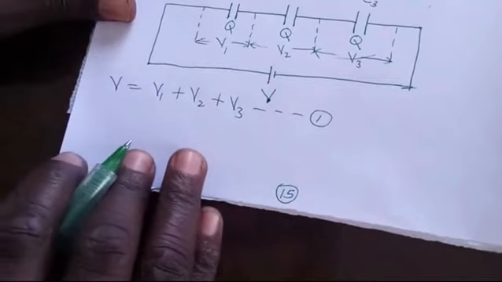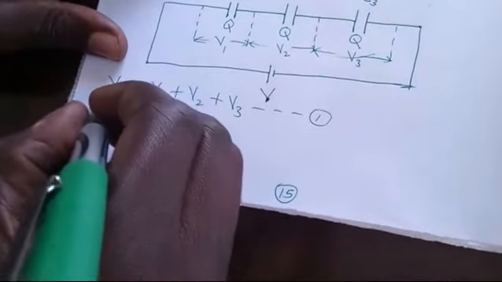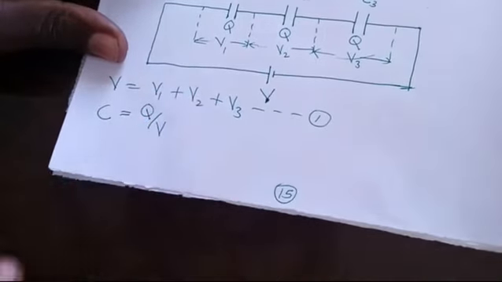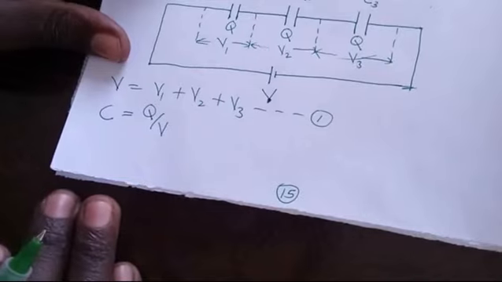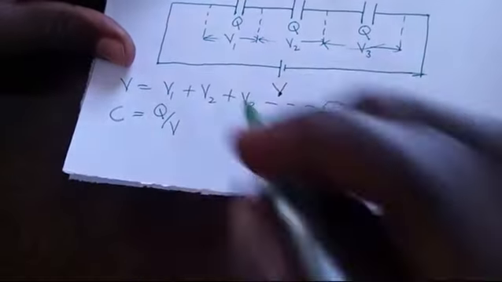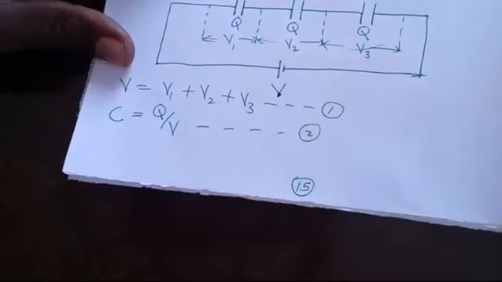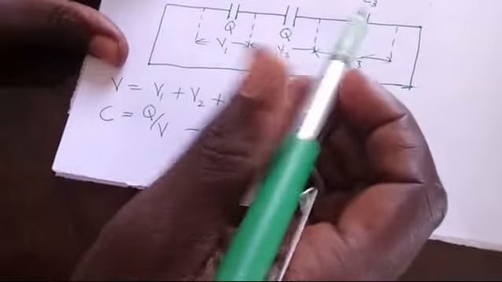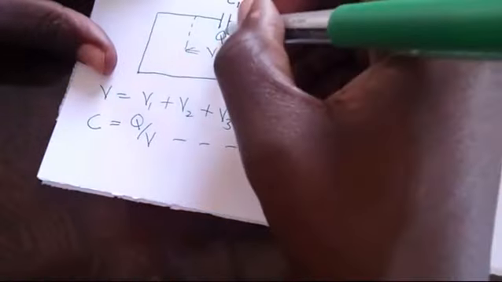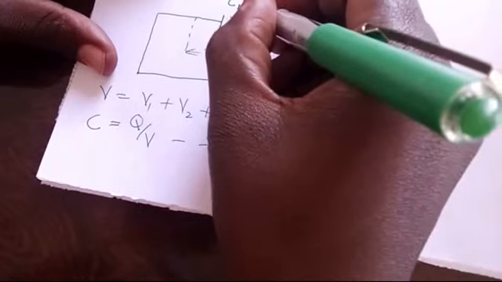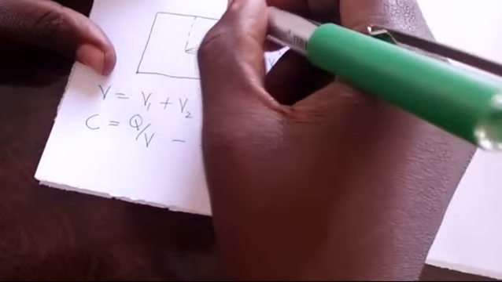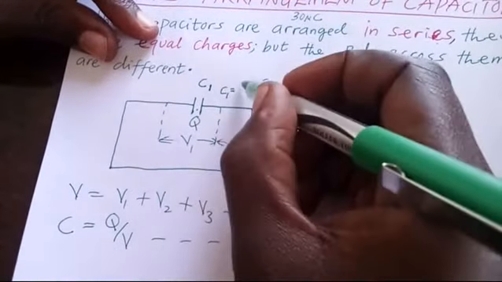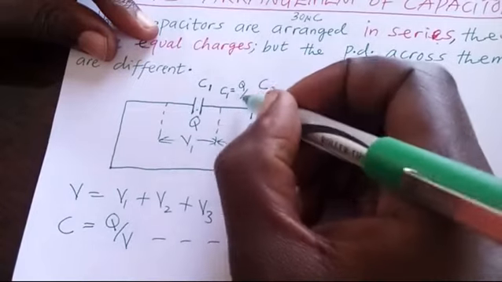Now we are going to use our formula which says C is equal to Q upon V, the general formula for calculating capacitance of any given capacitor. This formula can be applied to the individual capacitors. If you apply this formula to this one, you will see that it says C1 is equal to, because the capacitance of this one is C1 and its charge is Q and its PD is V1.